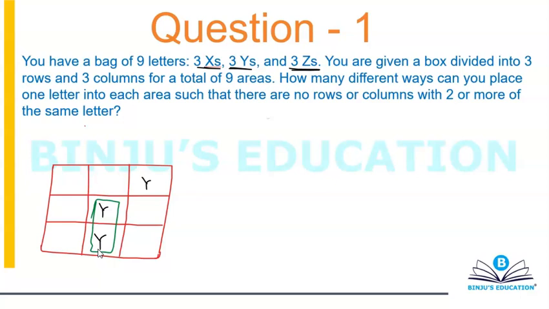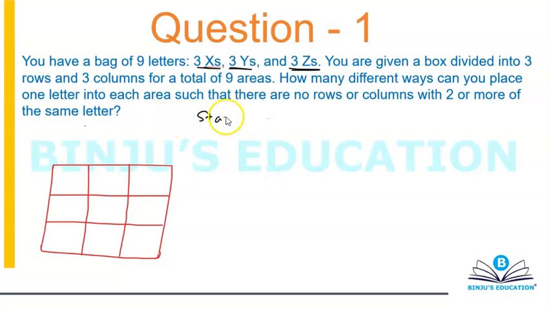Now we have to fill in these 9 spaces with x, y, and z using the condition. So the question is, in how many ways can you do that? Let's see what we can do with this one. I'm going to start with x. I'm going to start filling with x.